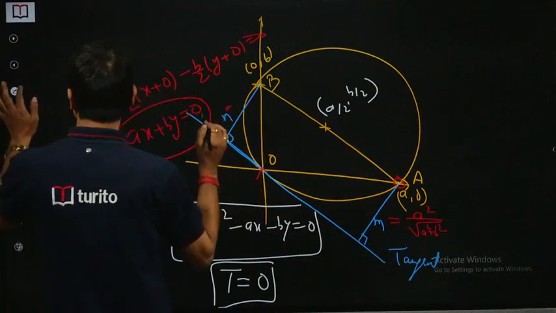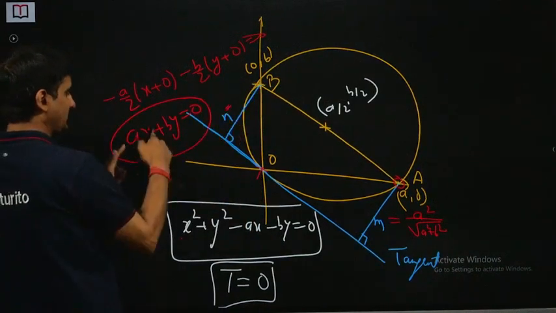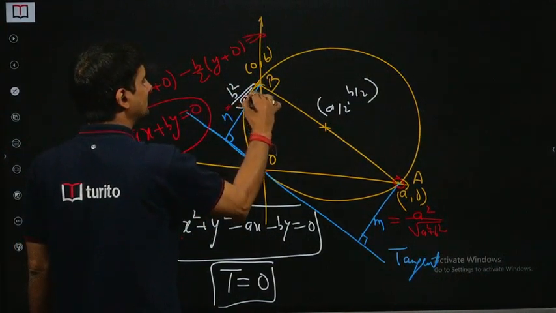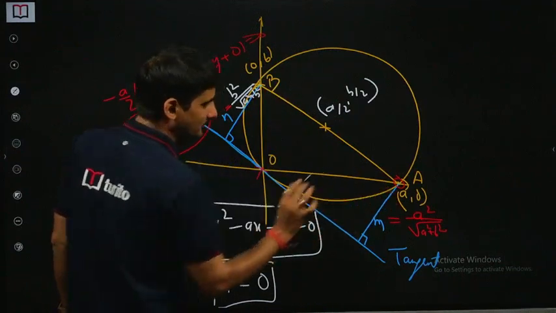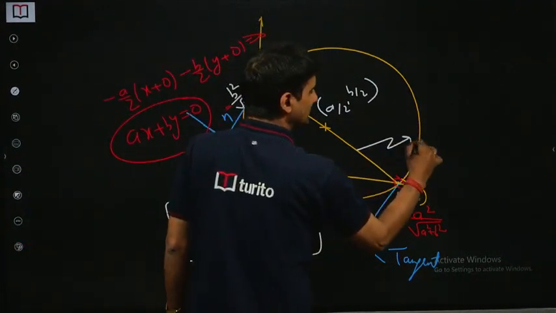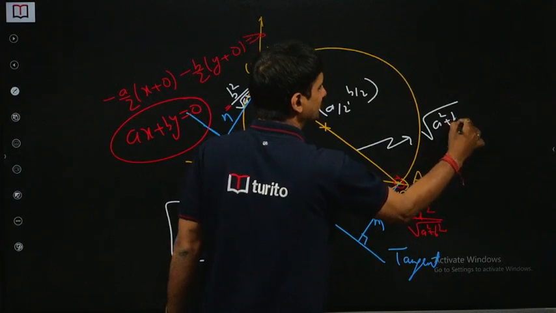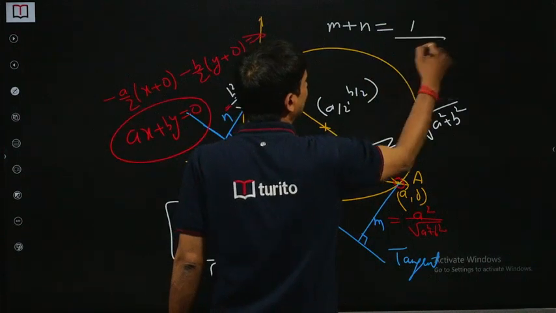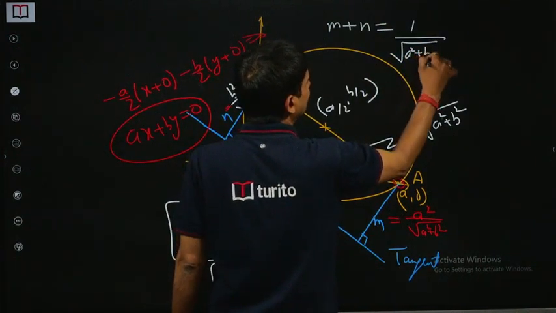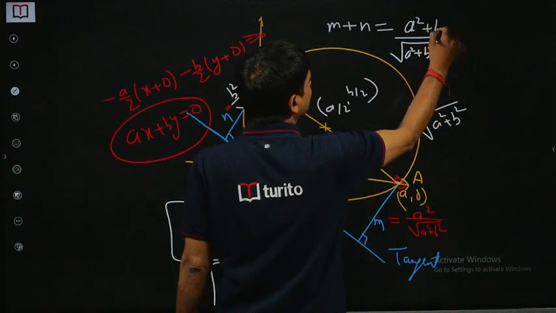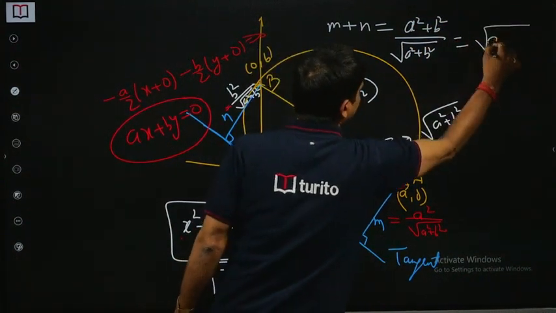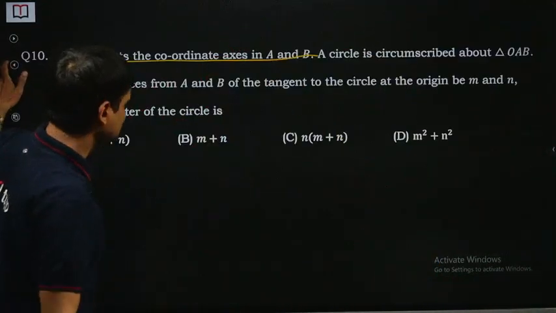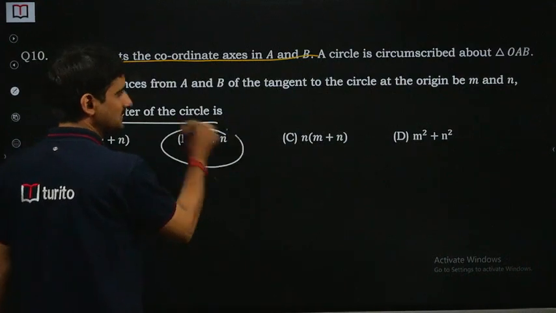And this n is the distance of this point (0, b) from the line, so it's b square upon under root of a square plus b square. Okay, now let's talk about this diameter. Diameter AB is under root of a square plus b square. If I add just m and n, since you have the same denominator, the numerators will add up and give under root of a square plus b square, which is the diameter. I think we are asked about the diameter of the circle, so that's the answer.